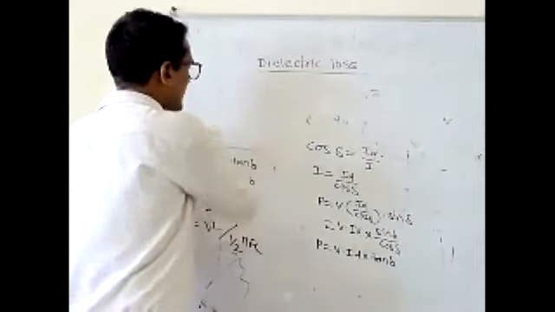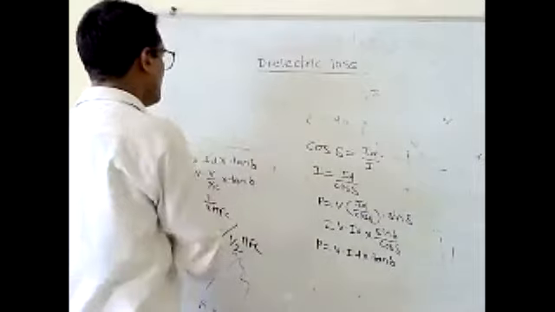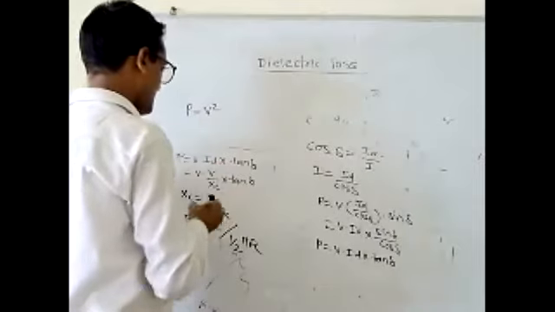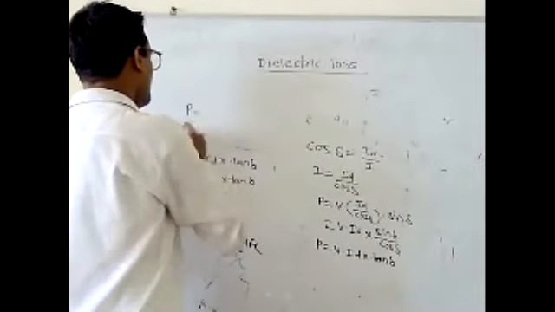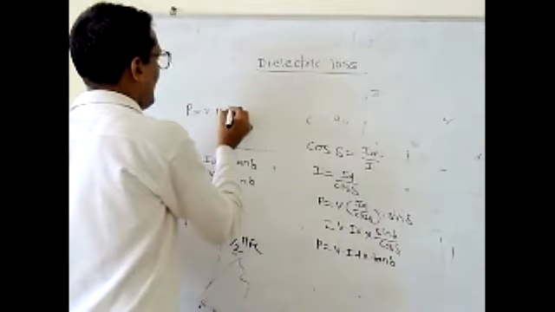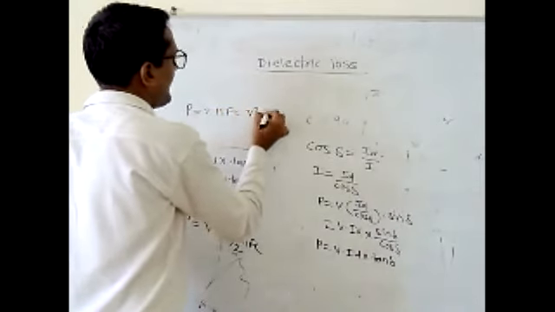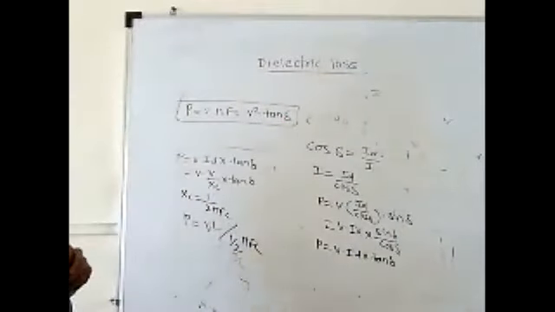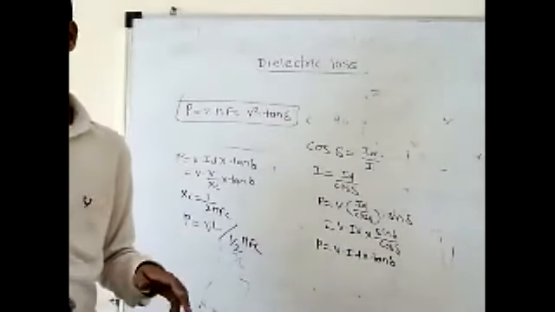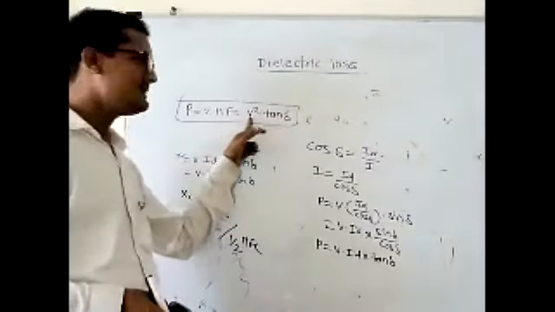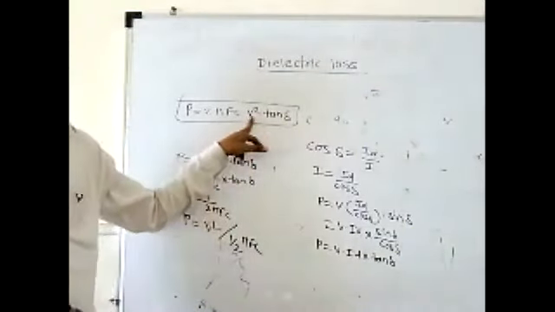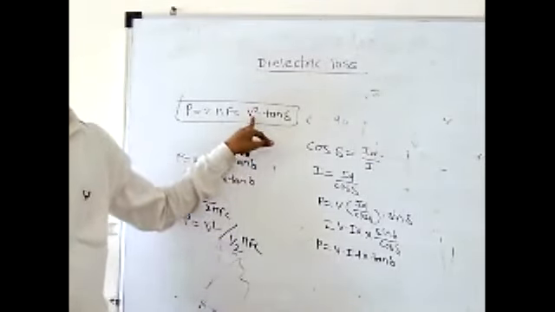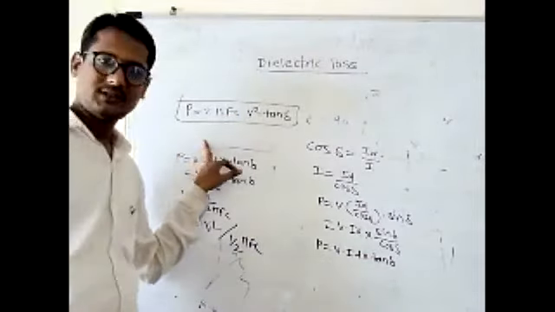tan delta. The final equation of P is 2 pi FC V square tan delta, where V is the applied AC voltage. Here V is the applied voltage, that is, the square of the applied voltage. Delta is the dielectric loss angle.